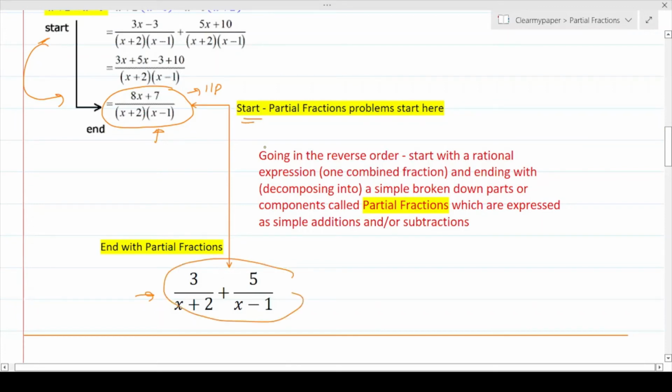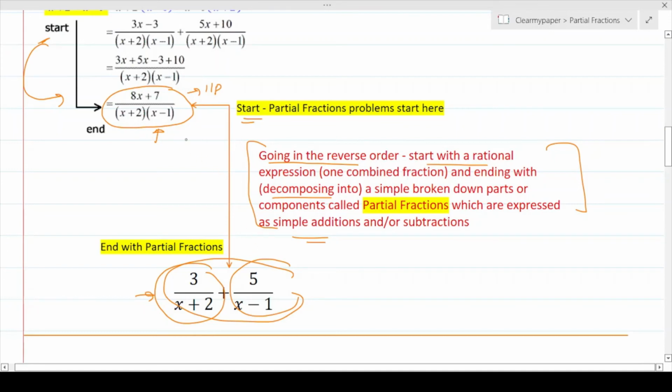And if you see in this red color, I put the definition of that. What does it mean? Going in the reverse order, start with a rational expression, one combined fraction, which is this in orange color, and end with simpler broken down parts. In partial fraction, it is also called decomposition or decomposing. You're decomposing this, breaking it down into simpler fractions. So this part, if you see, is the simpler parts or components of this expression. So how do we get from this combined expression to decomposing it into simpler components, which is a simple addition or subtraction that we have seen in the earlier examples?